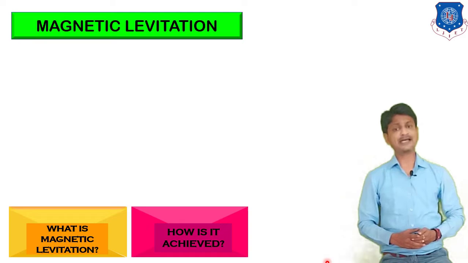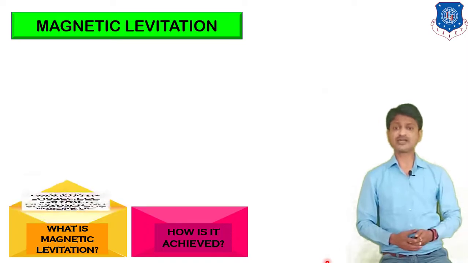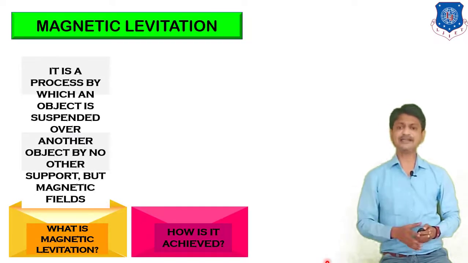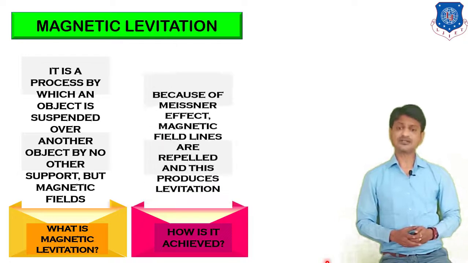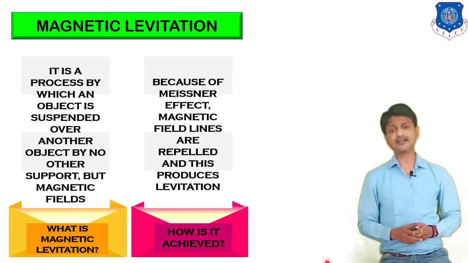Now let's discuss magnetic levitation, and that is used in maglev train. So first, what is magnetic levitation? It is a process by which an object is suspended over another object with no other support but the magnetic field. And how is it achieved? Because of Meissner effect, magnetic field lines are repelled and this produces levitation.